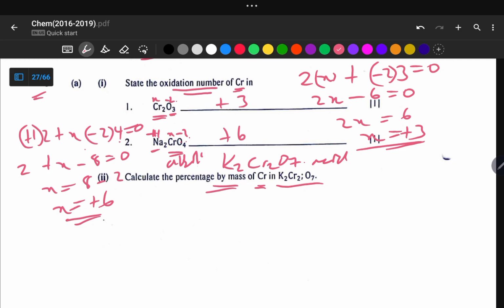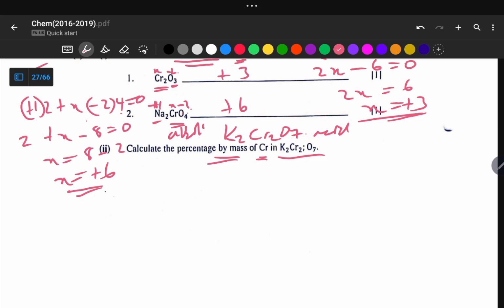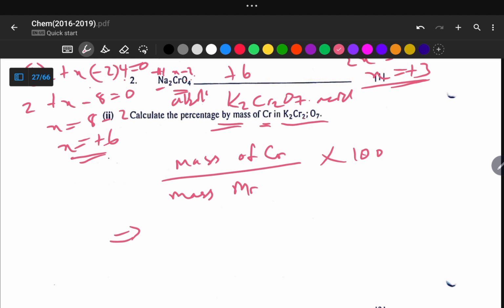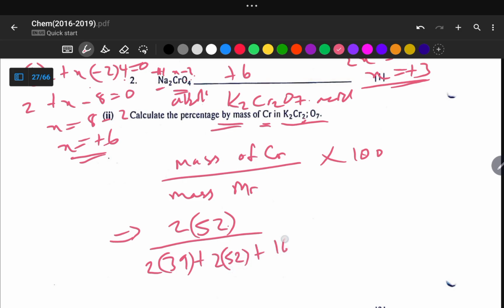And then calculate the percentage by mass of chromium in potassium dichromate. So we are simply going to have the mass of the chromium over the mass of the compound, which is the Mr, times 100. We are having 2 chromium atoms here. From the periodic table, the mass of chromium is 52, and then by 2, since we are having 2 atoms, over the Ar, so we are simply going to say 39 for potassium by 2, plus chromium by 2, plus oxygen 16 by 7, and then we multiply by 100, right?